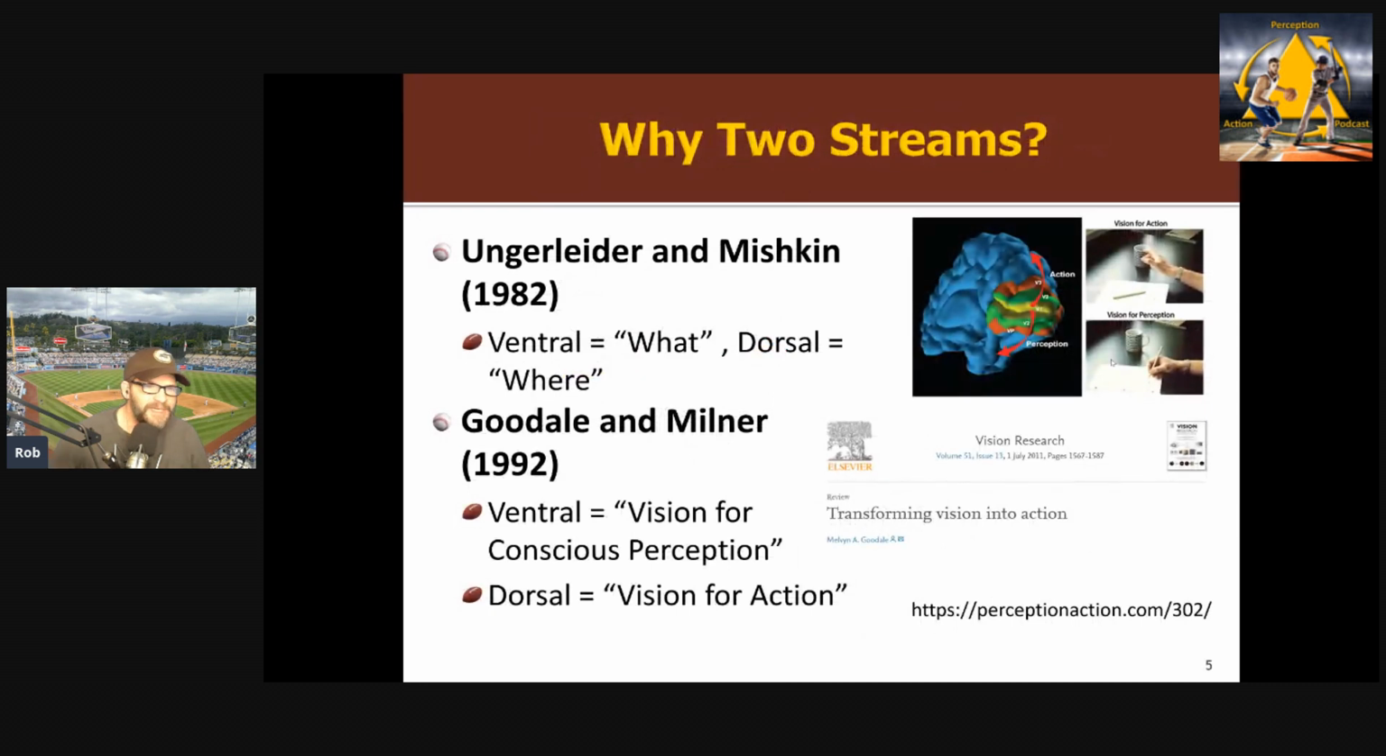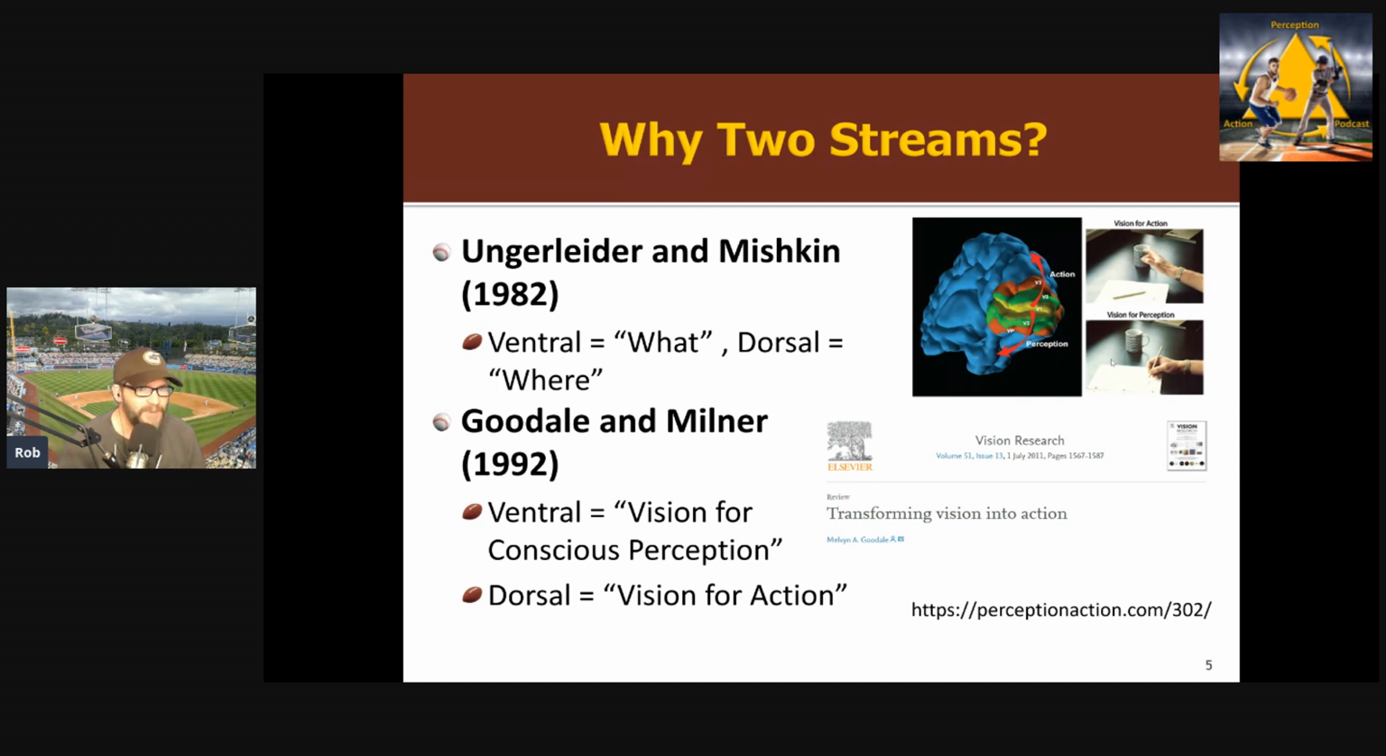And for me, when I started in grad school, the dominant hypothesis was the one put forth by Ungerleider in Michigan, the idea that the ventral stream, so we're talking about visual perception here, is telling you what you're looking at. So it was identifying objects. And the dorsal stream was telling you where it is, right? So is it directly in front of you, off to the side, and so on. So that was the dominant idea.